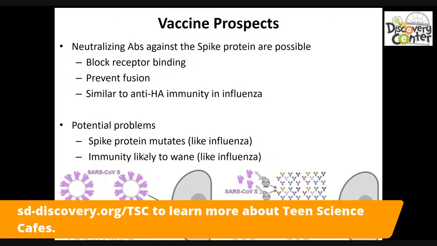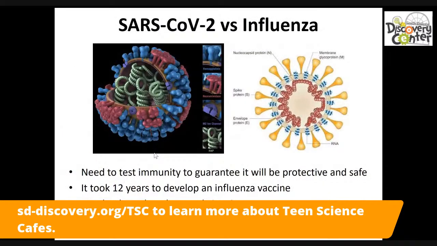Some potential problems we'll have to keep in mind are the potential mutations of the spike protein and the fact that the immunity will likely wane like it does with influenza. So where we currently stand, we need to understand a little more about the virus itself and the immune response against it, and work toward developing a safe and protective vaccine.